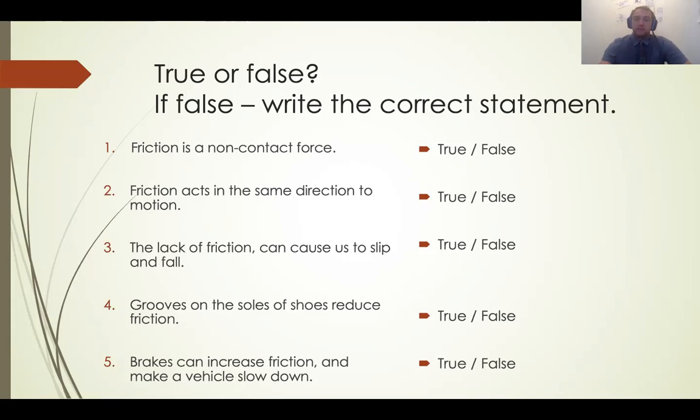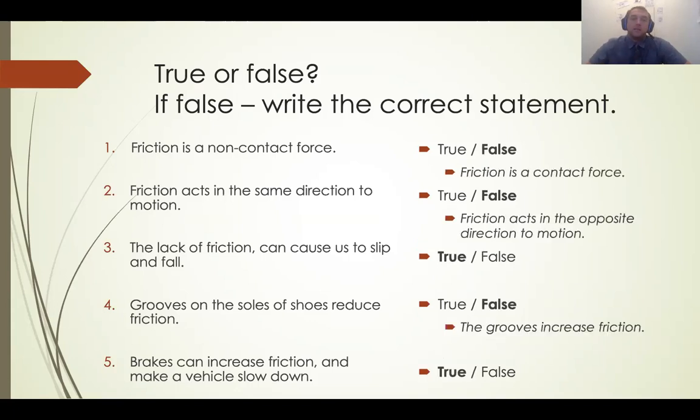Okay, great. Let's have a look. So friction is a non-contact force. That's false. Basically, contact means touching, okay? Friction must touch in order to be a force. So that's false. Friction is a contact force. Number 2, friction acts in the same direction as motion. That's false. Friction acts in the opposite direction to motion.